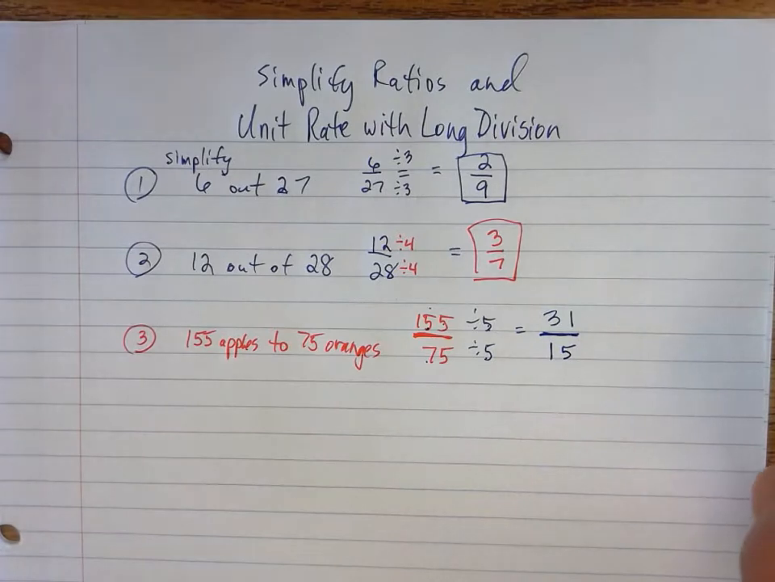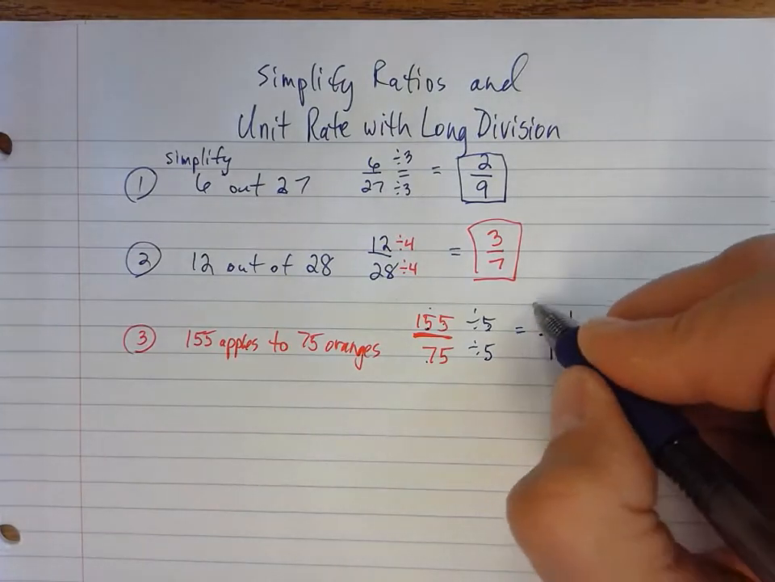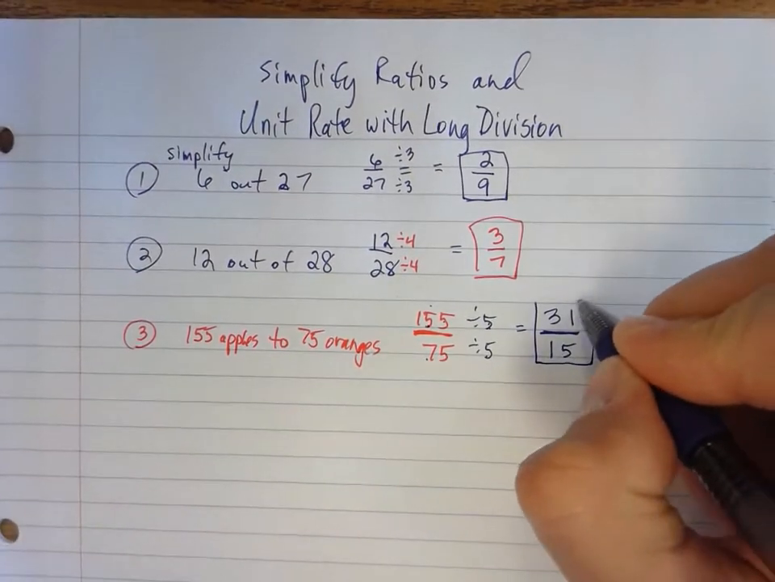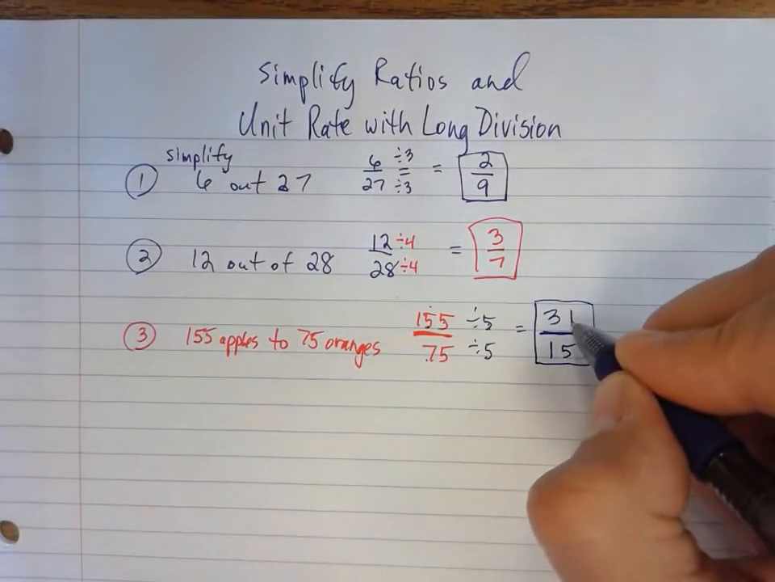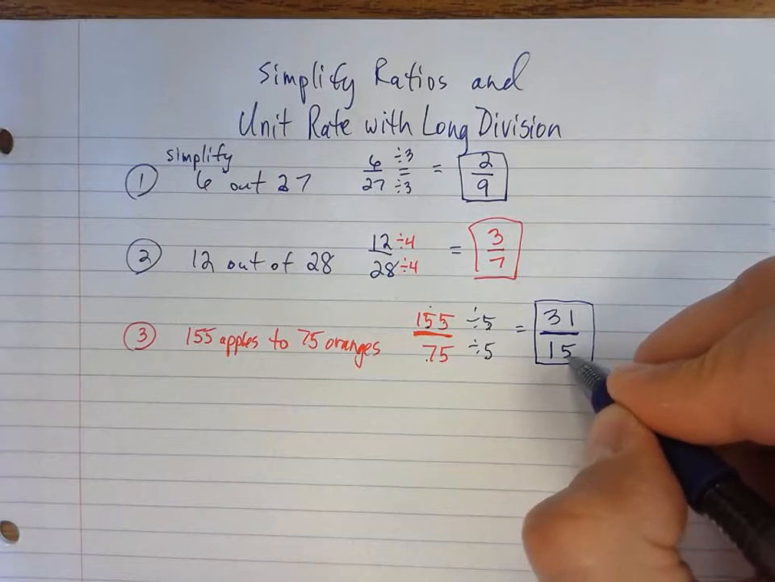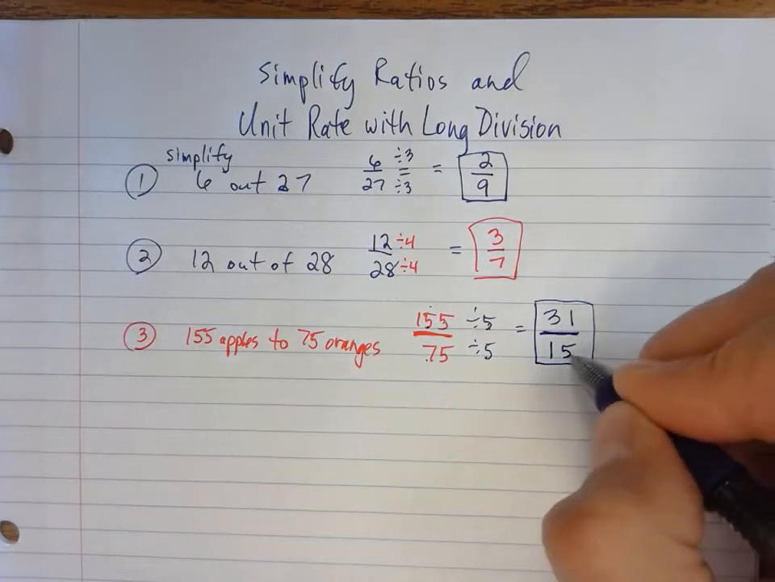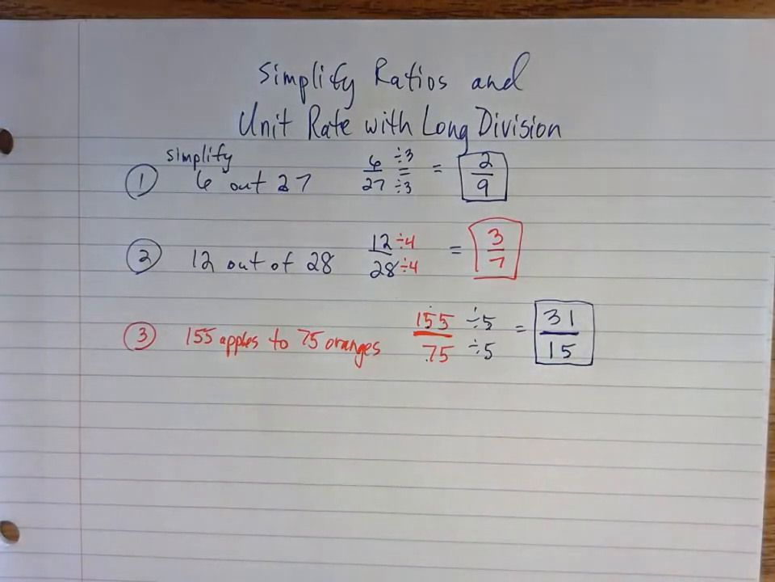And I believe that might be the simplified form, 31 over 15, because I don't think you can take anything else. You can't divide 15 into 31. If you divide that by 5, it won't go into there. If you divide that by 3, it won't go into that. So that would be its most simplified form.